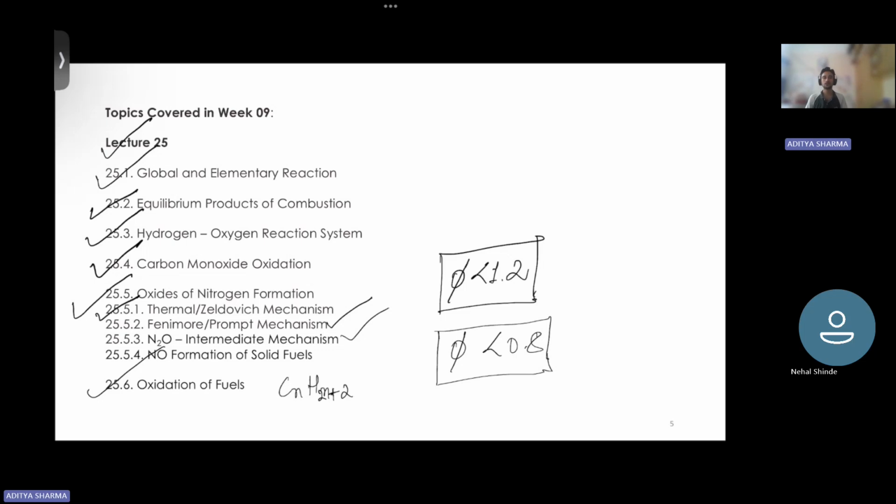In the first step, your fuel is attacked by your radicals. After that, your intermediates oxidize to form carbon monoxide and water. So first you get intermediate forms when the radicals react with your fuel, and then these intermediate forms are oxidized to get your carbon monoxide and water.